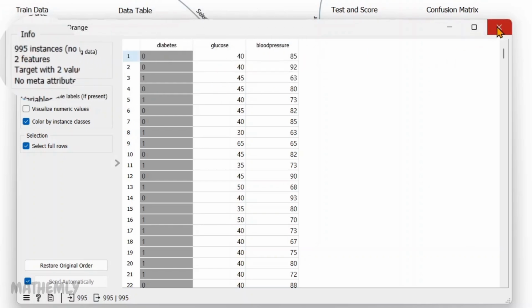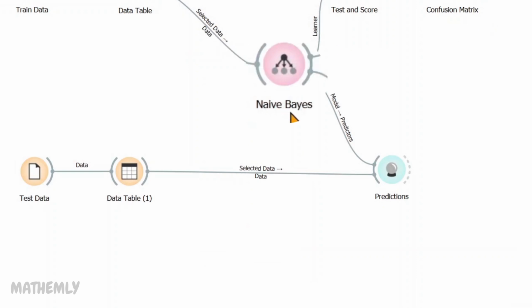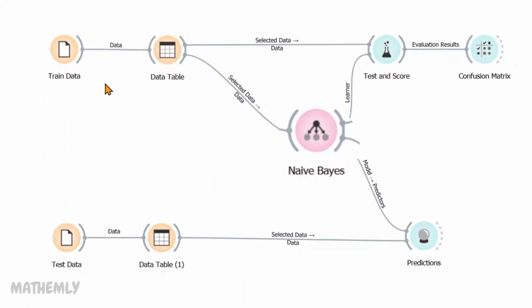The next step is applying the Naïve Bayes classifier. Naïve Bayes is a probabilistic model that calculates the likelihood of each class, diabetic or non-diabetic, based on the given input features. It assumes that all features are independent, which simplifies the probability calculations. It is especially useful when working with categorical or numerical medical data like this. By connecting the trained data to the Naïve Bayes widget, we are training the model to recognize patterns in diabetic patients based on their health metrics.